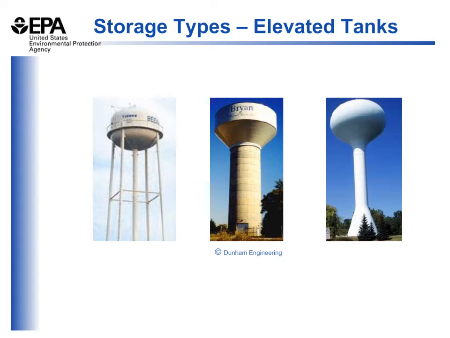Now we're going to discuss the different types of storage tanks that you might run into with your system. The first type we're showing here is an elevated tank, which is usually a steel tank supported by a steel or concrete tower. Elevated tanks have the advantage of providing both water storage and also pressure or head for your distribution system. Since the tank is elevated, the pressure head between your tank and the rest of your distribution system allows you to provide adequate water pressure to your customers.